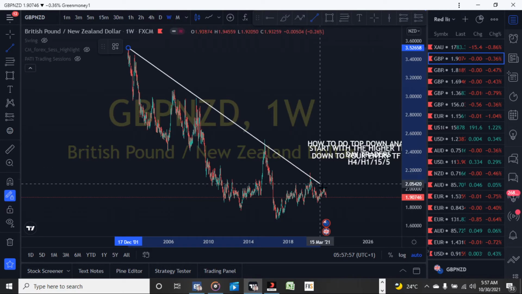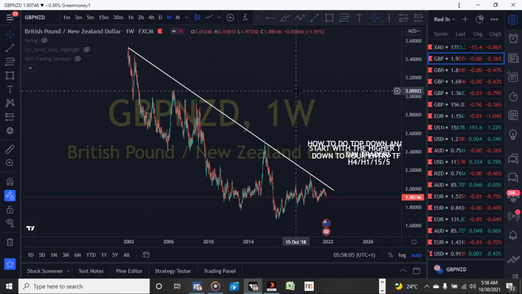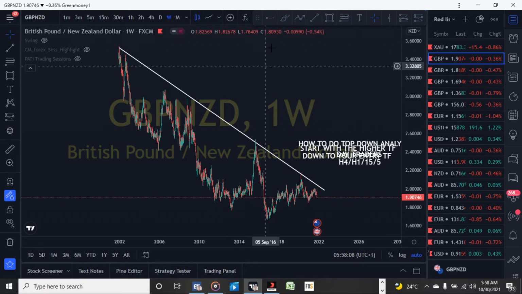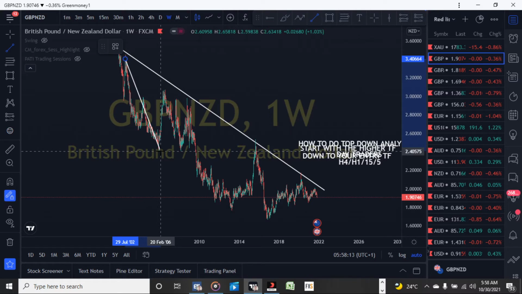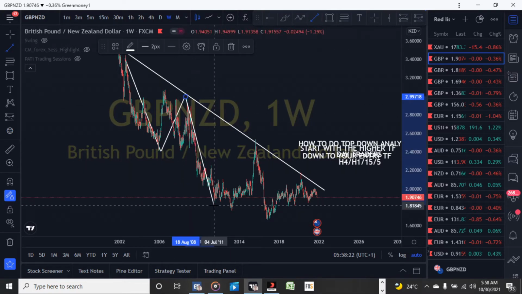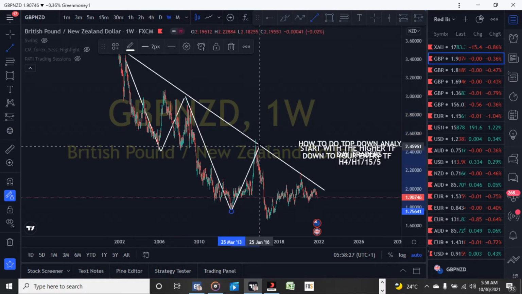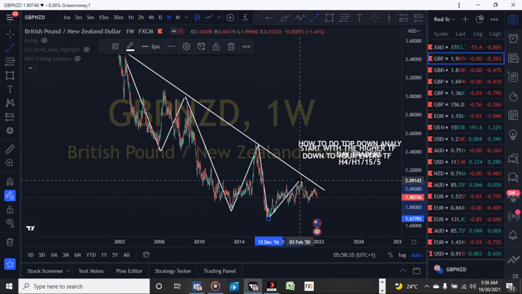Beginning from here downward, this is a downtrend. This is the impulse leg, the correction, the impulse, the correction, the impulse, and this is a correction.